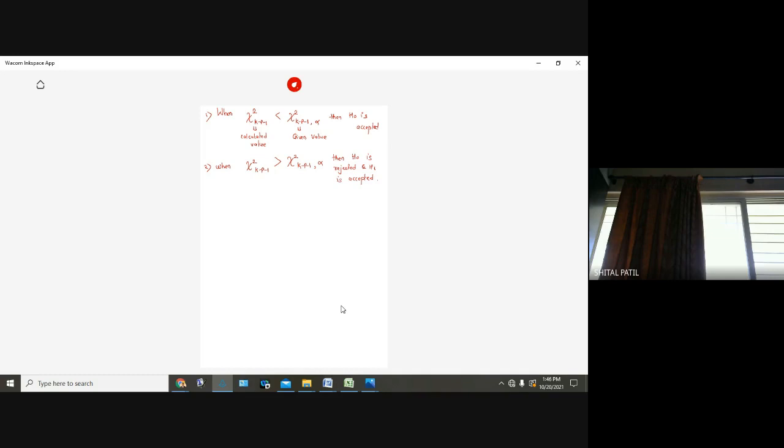Chalo, let's solve an example so that we'll understand it.